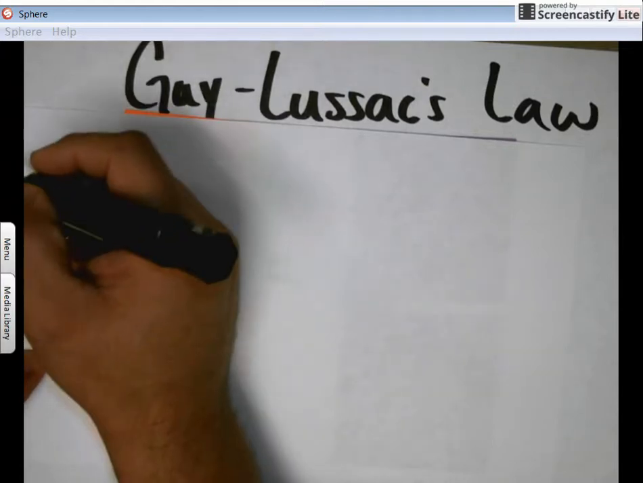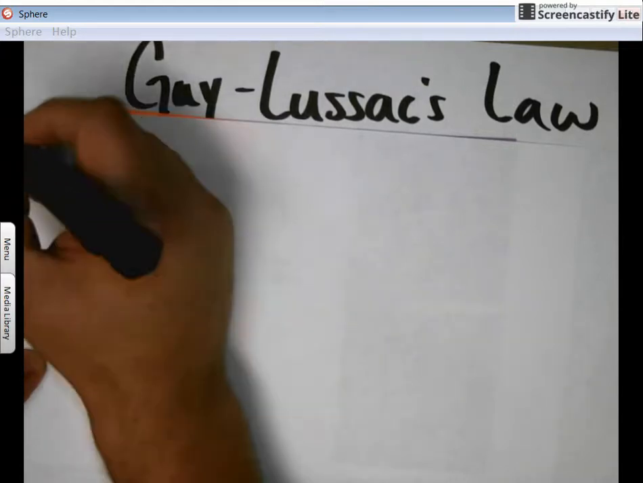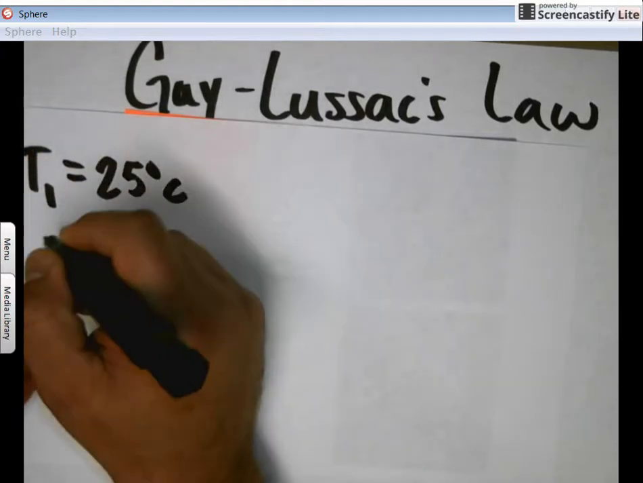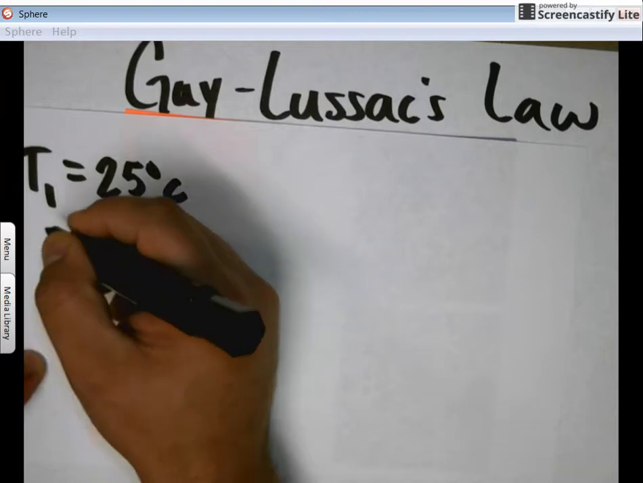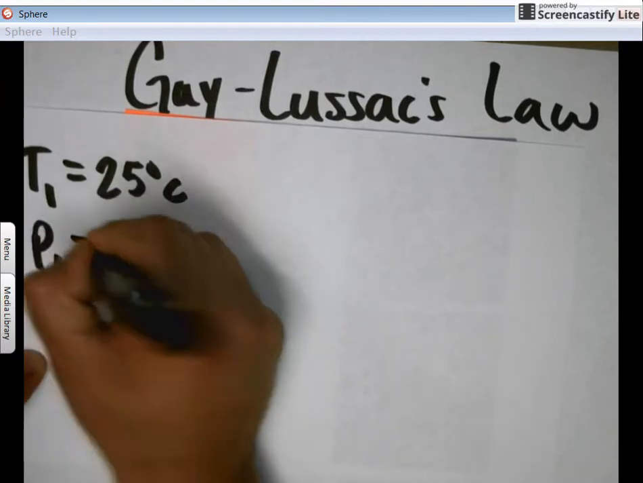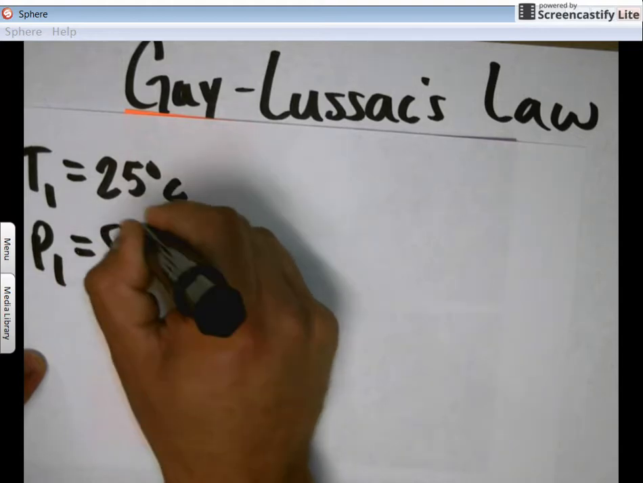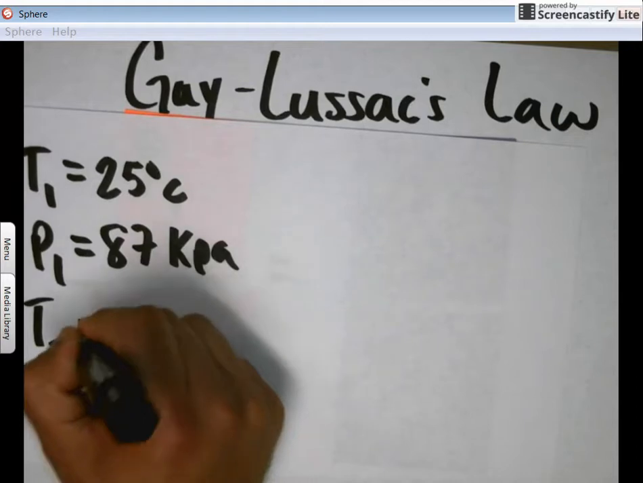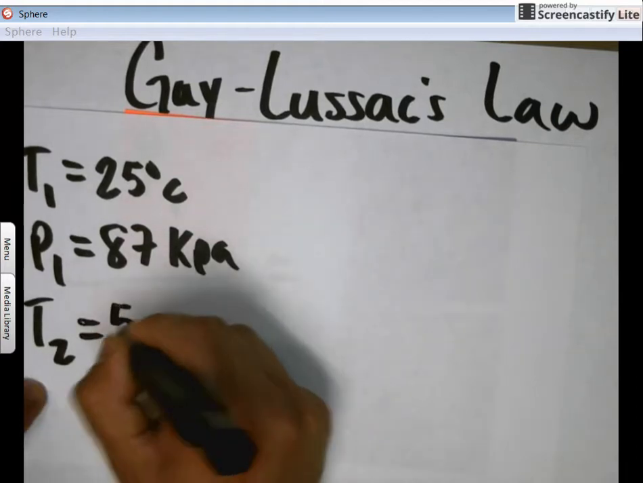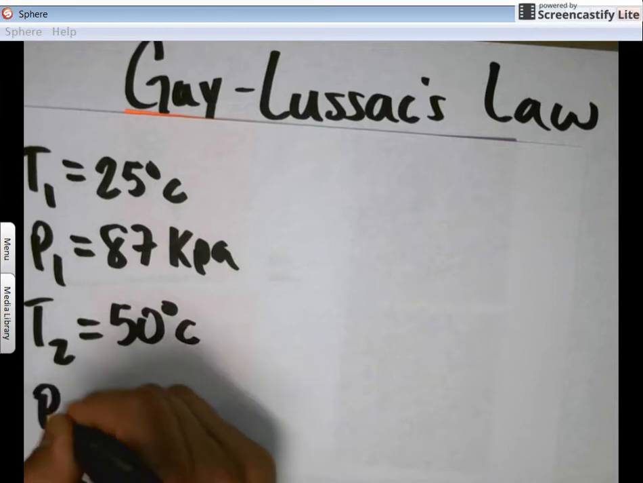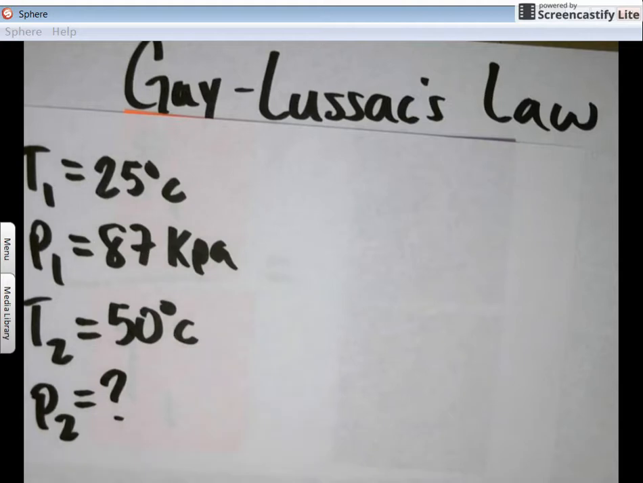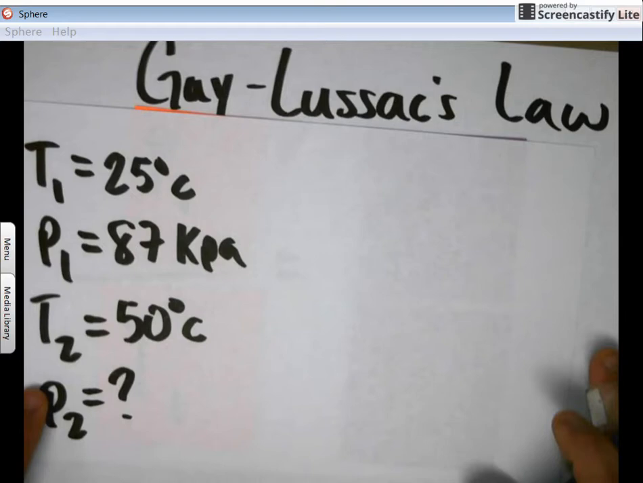All right, so it gives me my first temperature, which is 25 degrees Celsius. And then it gives me my first pressure, which is 87 kilopascals. And it gives me T2, which is 50 degrees Celsius. And it's asking me to solve for P2. Okay? So I'm going to get this out of the way. All right, so that's everything it gives me.